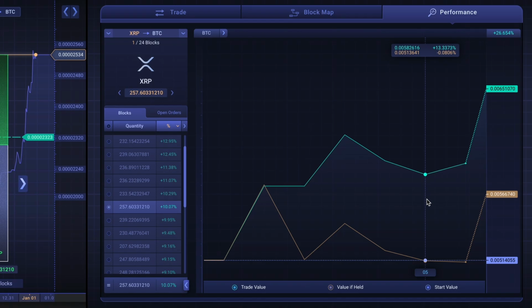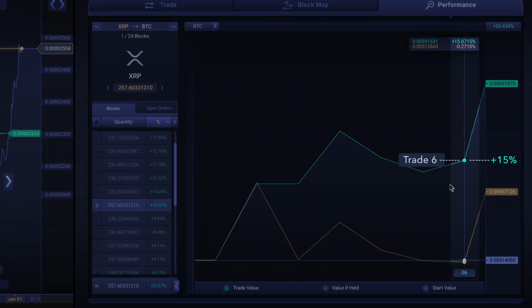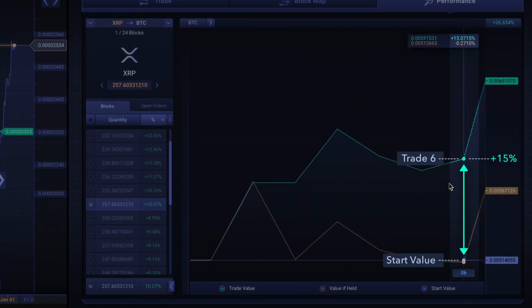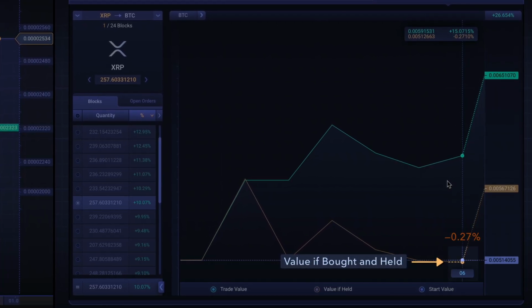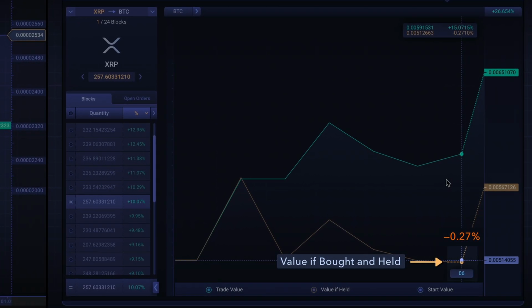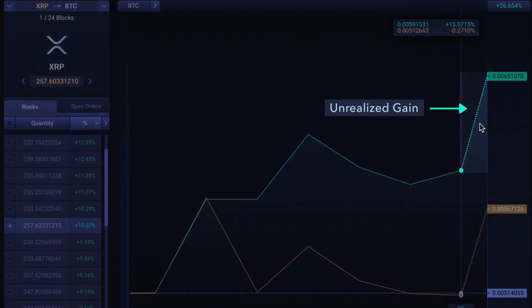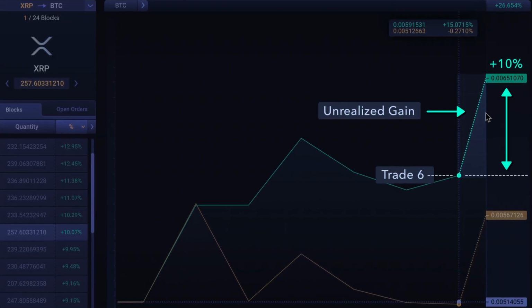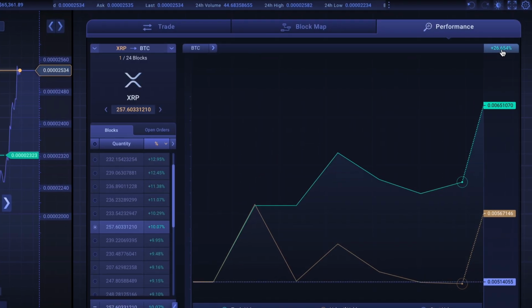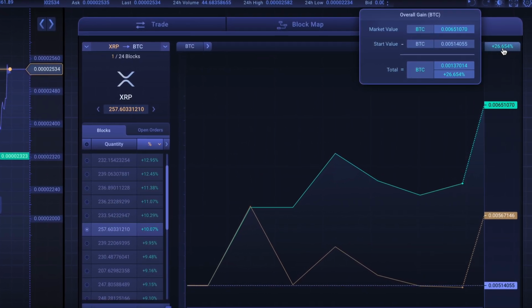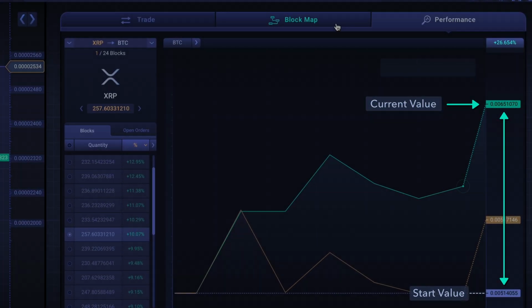We can now see that at the time of the 6th trade, our XRP block was worth 15% more in BTC value than when it had started, and had we just bought and held XRP, its value in BTC would have actually been negative 0.27% compared to its start value. The dotted line represents the current unrealized gain, which now shows a 10% increase over the last value at the time of the 6th trade. By clicking the upper right corner, we can also see the total current value in BTC, which is now 26% higher than the initial start value.